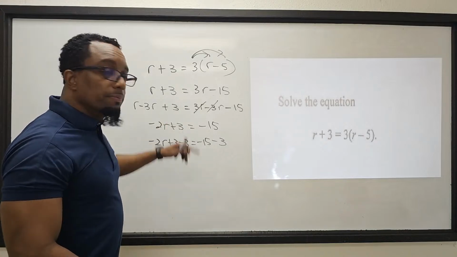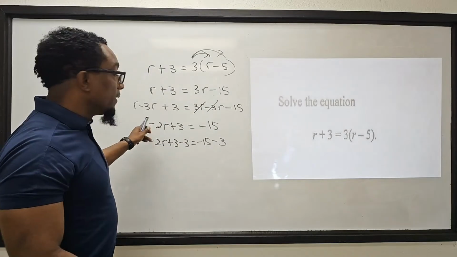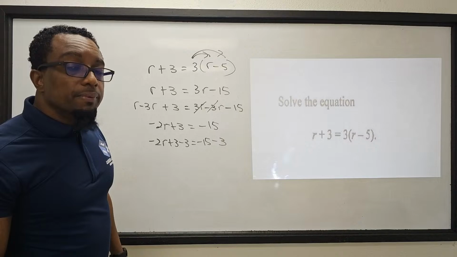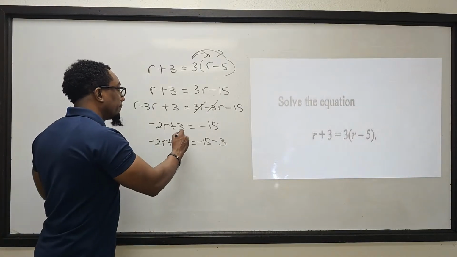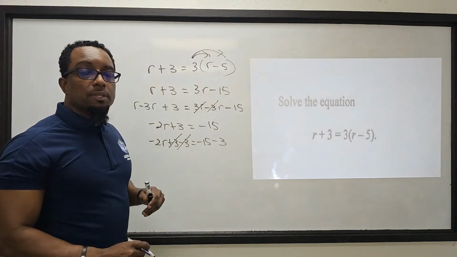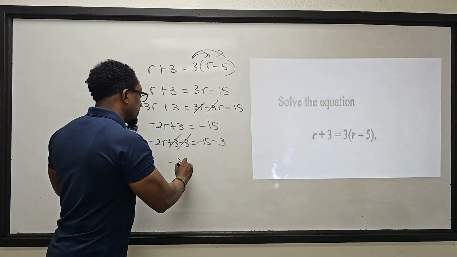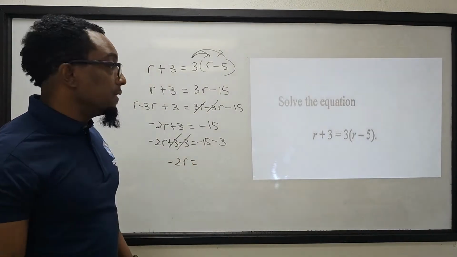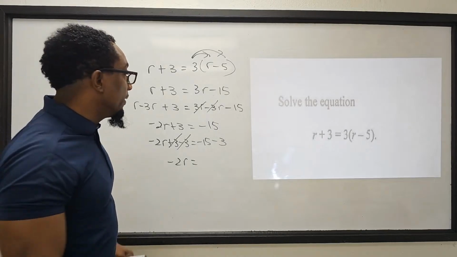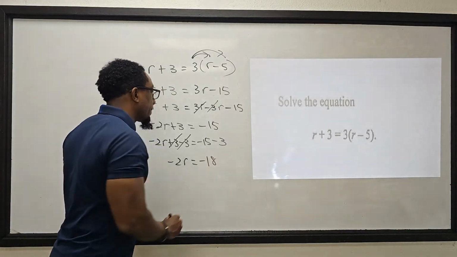So now I want to remove that 3. Then I'm going to remove the negative 2 to get r by itself. So removing positive 3, those two will cancel to become 0. You're left with negative 2r is equal to negative 15 subtract 3, which is negative 18.